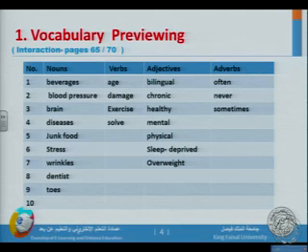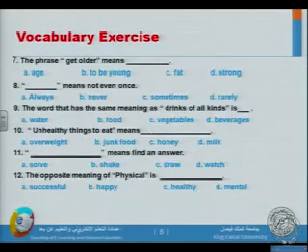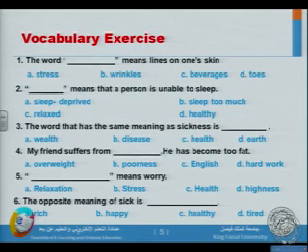In the coming exercises, you can find this vocabulary on pages 65 and 70. First of all, the word that means lines on one's skin is wrinkles. So in the final exam, you may have some questions like this. The word wrinkles means lines on one's skin. Unable to sleep means sleep deprived. The word that has the same meaning as sickness is disease.